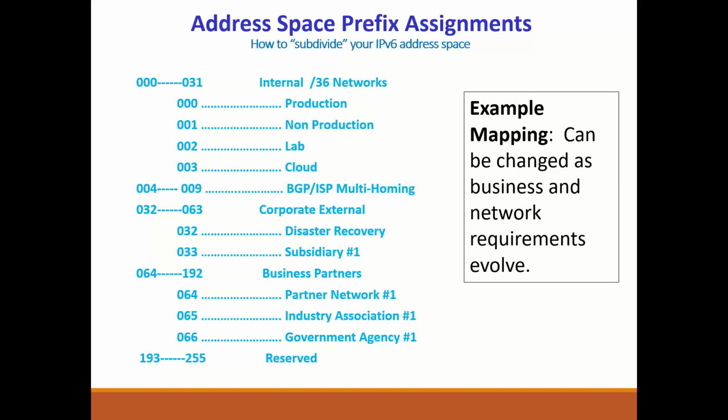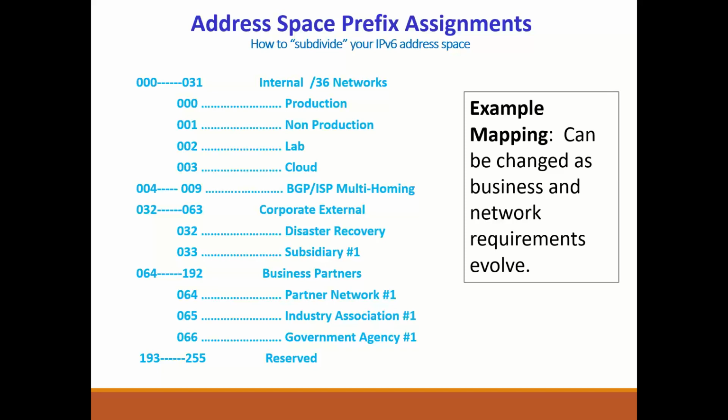So we know we have 256 of these. So let's break them into categories. Let's say we have a bunch of different internal networks. Everybody's got a production network, maybe a few non-production networks. You might have a lab. You might have some things in cloud. So that would be one category. And we said, let's say that's going to be bits 0 through 31.